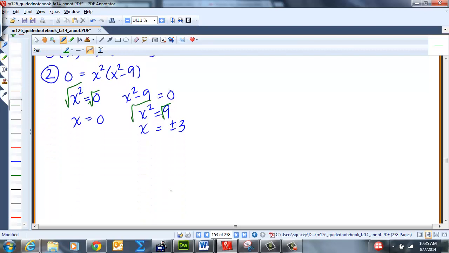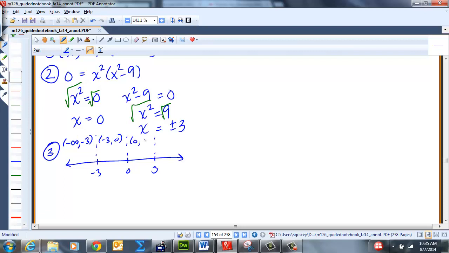So thirdly, we make our number line. And our number line will have -3, 0, and 3. And that breaks up the real line into 4 intervals: minus infinity to -3, -3 to 0, 0 to 3, and 3 to infinity. And we were going to highlight our x values, our zeros, in blue there.